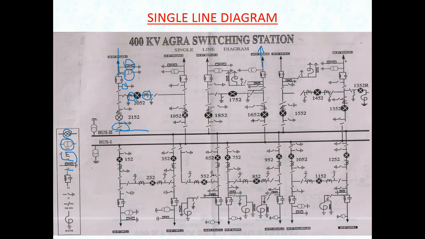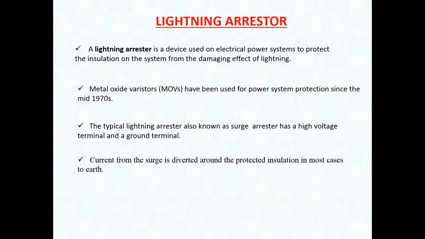Let us discuss each and every equipment briefly. First equipment, already I told you, the first equipment which we see in a substation is the lightning arrestor. Lightning arrestor is a device used on electrical power systems to protect the insulation of the system from the damaging effect of lightning. To protect against lightning and over voltages, we are using lightning arrestor.